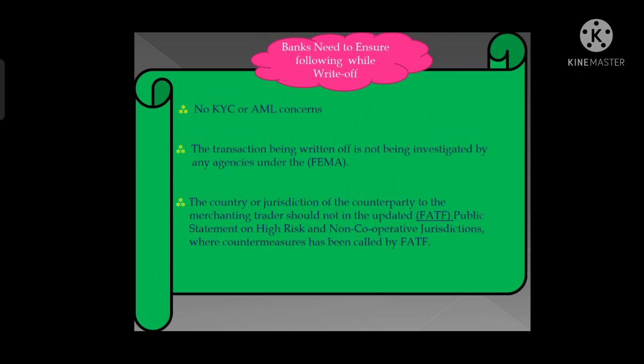After that, in the last point, the merchanter's counterparties, meaning the overseas buyer and the overseas supplier, neither their country nor their jurisdiction should reflect in the FATF list. What is this FATF list? FATF stands for Financial Action Task Force, and it is a blacklist. So neither their country nor their jurisdiction should reflect in the FATF list. The bank needs to ensure this while writing off any unrealized export leg value.